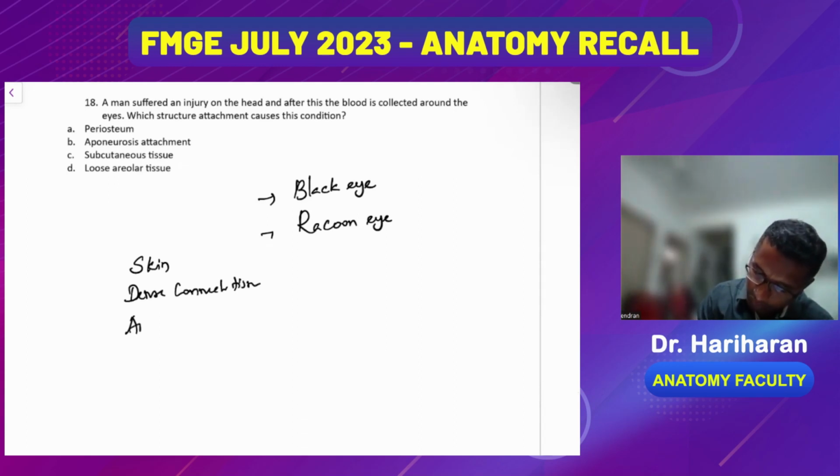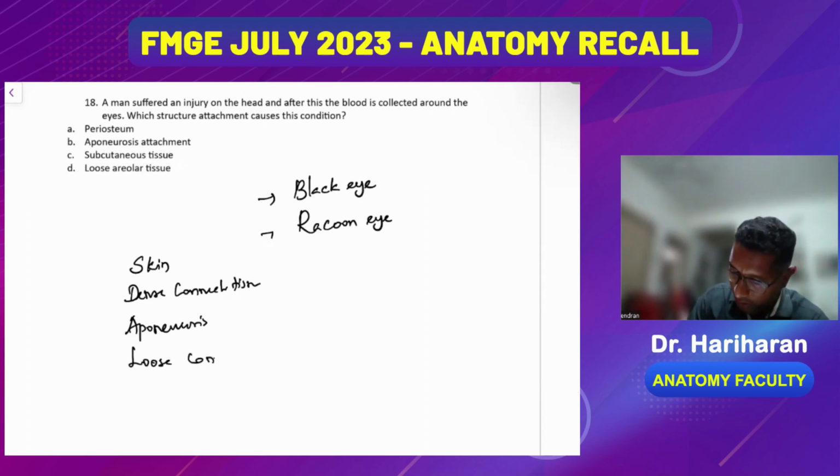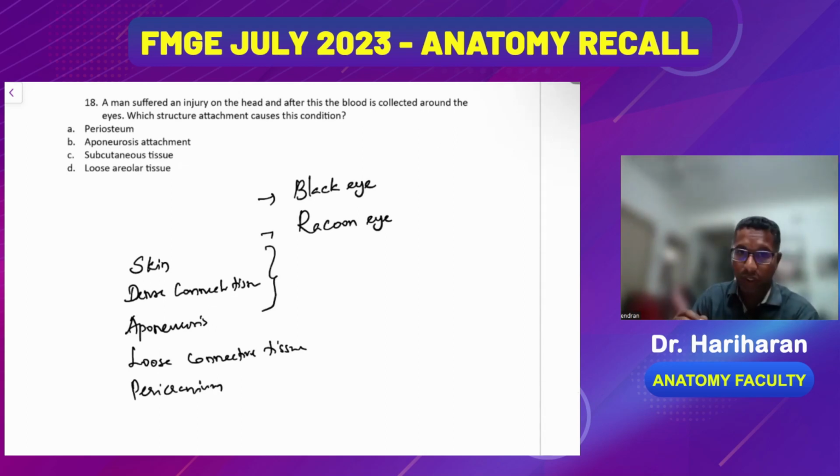Next is an aponeurosis. The next layer is the loose connective tissue. The last layer is the periosteum or the pericranium. Now, if you see here, the first three layers act as a single unit.